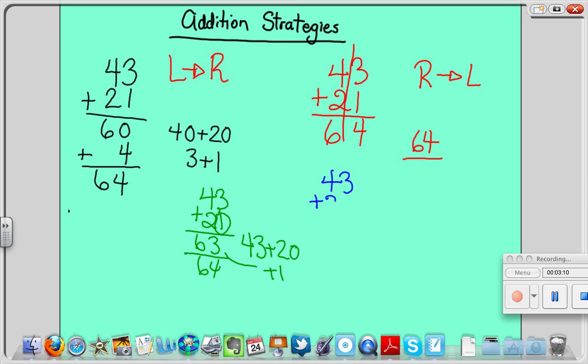43. It's closer to 40. So I put it to 40, and then I put the 21. It's closer to 20, so I put it to 20. Then I added the 3 and the 1. So you added 40 and 20 is 60, and then added the 3 and the 1? Yeah. And put them back together.